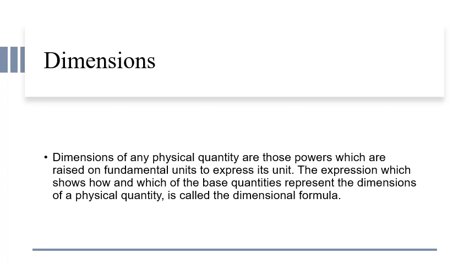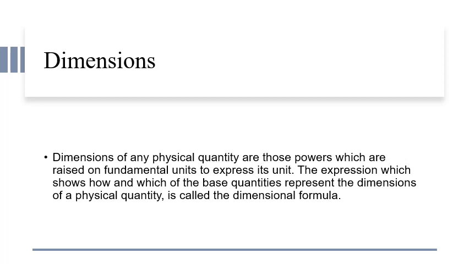Dimensions of a physical quantity. The dimensions of a physical quantity are the powers or exponents to which the units of the base quantities are raised to represent a derived unit of that quantity. There are 7 base quantities, represented with square brackets: length, mass, time, electric current, thermodynamic temperature, luminous intensity, and amount of substance.